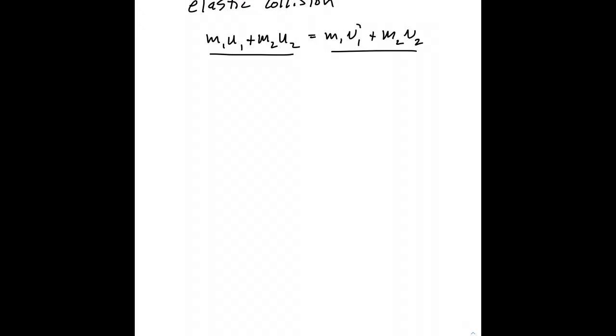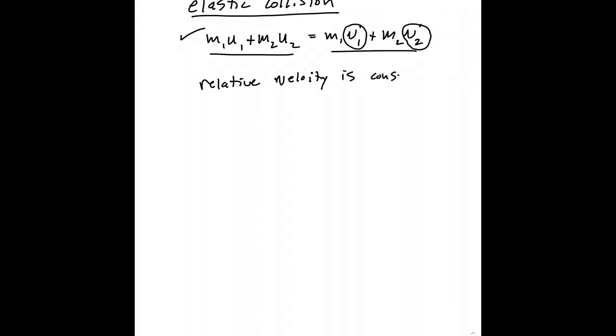Often you have to solve for two variables in a problem like this. You've got to find out the final velocity of both objects, yet there's only one equation. But there's a second equation that says relative velocity is conserved in an elastic collision. Well, it's not totally conserved. It's conserved in magnitude, but it changes direction.